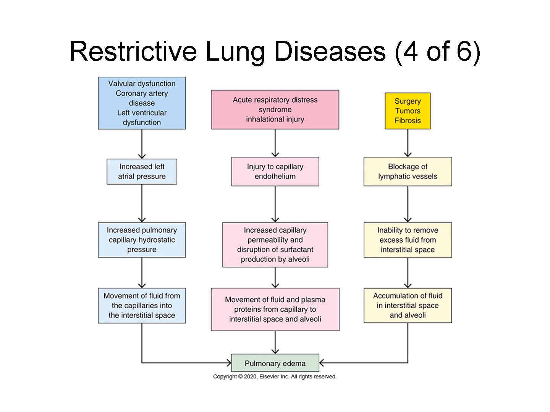Increased atrial pressure raises pulmonary capillary hydrostatic pressure, while injury to the capillary endothelium increases permeability and disrupts surfactant production. Meanwhile, blocked lymphatics impair fluid removal. These mechanisms converge to cause fluid accumulation, either from capillaries into the interstitial space, or from plasma into both the interstitial space and alveoli, ultimately resulting in pulmonary edema.